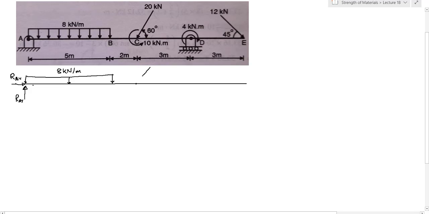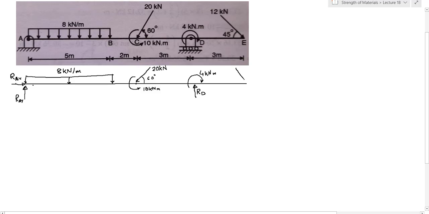Then at point C, what do we have? We have a force which is at an angle. This is at 20 kilonewton, and it is at an angle of 60 degree. And over here, we additionally also have an anticlockwise moment of 10 kilonewton meter. Then at D, we will have only a reaction force here, just a vertical reaction force because it is a roller joint. And here we have a clockwise moment of 4 kilonewton meter.